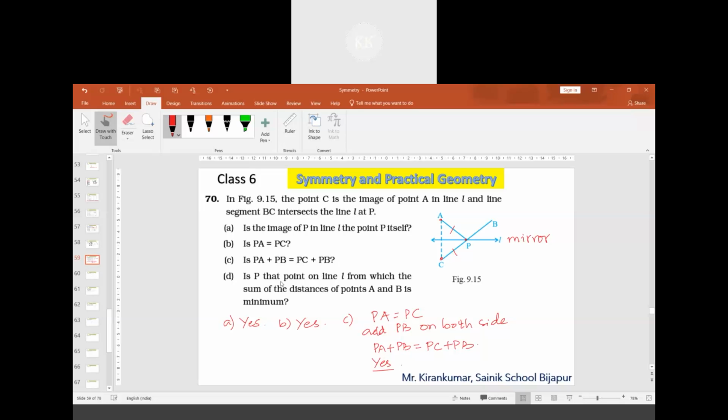Is P that point on line L from which the sum of the distances of point A and point B is minimum? We have written here PA plus PB equal to PC plus PB. What is PA plus PB? It's the sum of these two.